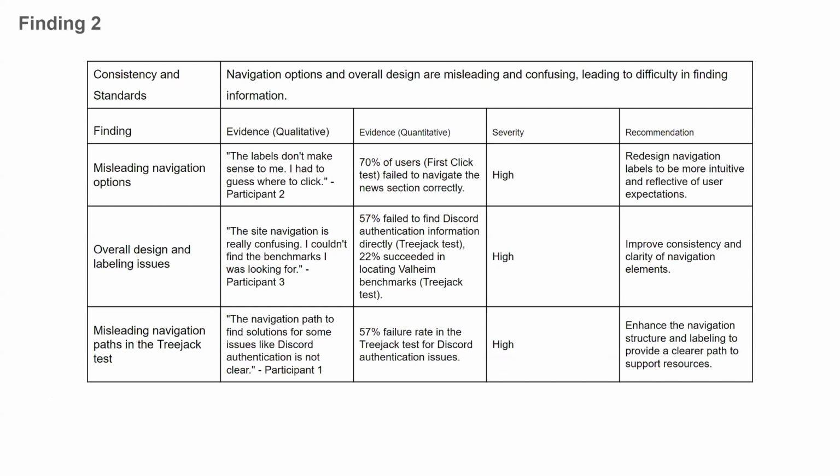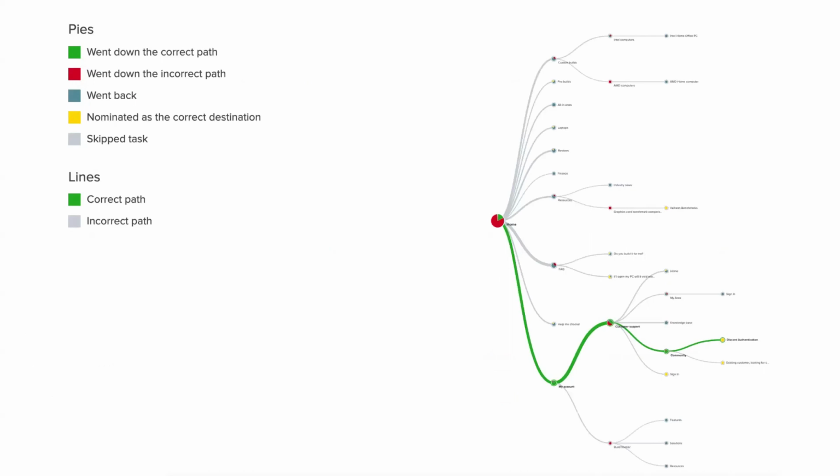We detail issues related to navigation consistency and standards. Many users found the navigation labels confusing. 70% failed to find the news section correctly, and 57% couldn't locate specific information in the tree-check section. Recommendations focus on improving label and navigation clarity. This is the tree-check test process. It highlights areas where users struggle to find information, indicating a need for a better navigation design.